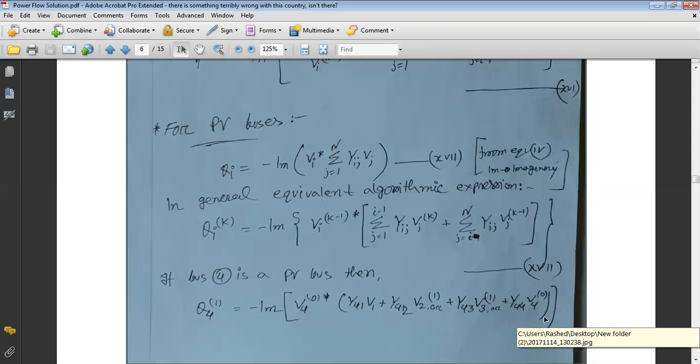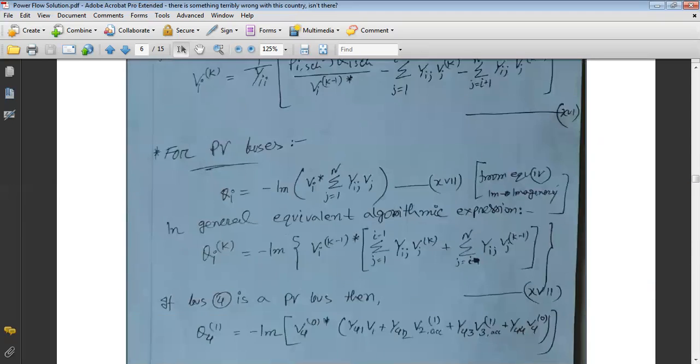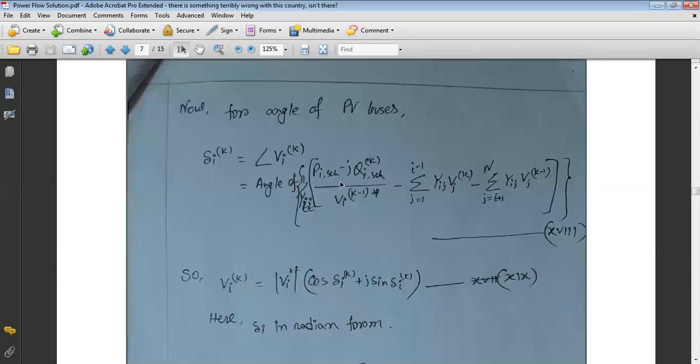If there are 6 buses for this particular power system, then the current equation should contain 6 parts. So then that should be y45 into V5 plus y46 into V6. So this is a particular equation. If we put down the values in this equation, we will get the reactive power. And after getting the reactive power, if we put down the reactive power value in equation number 18, then we can calculate the voltage angle.